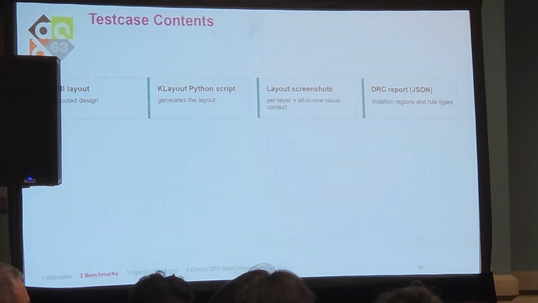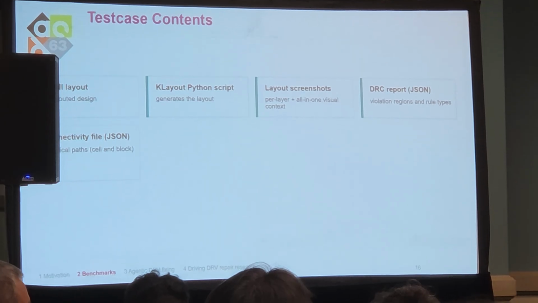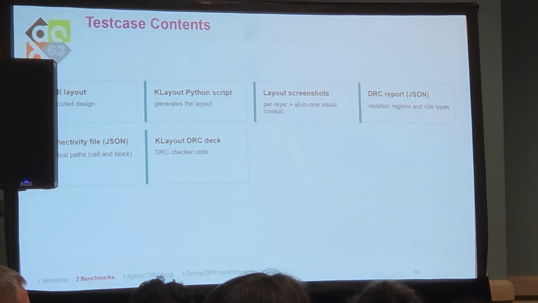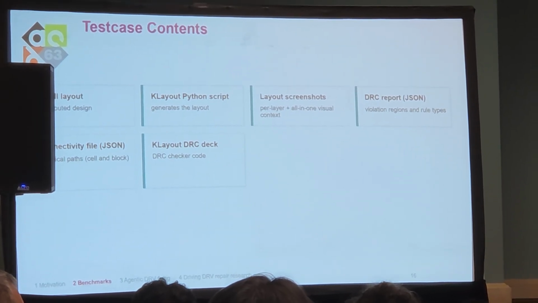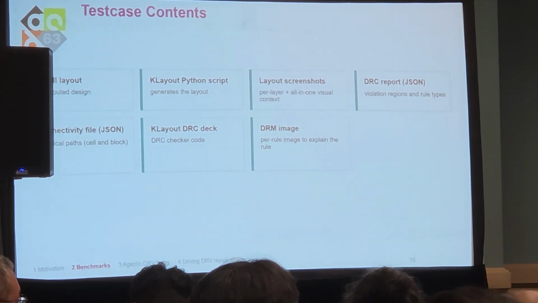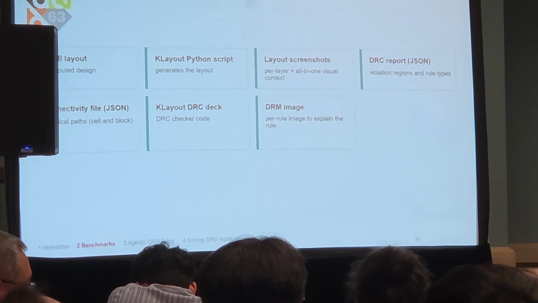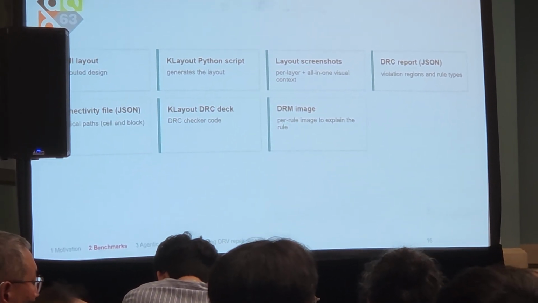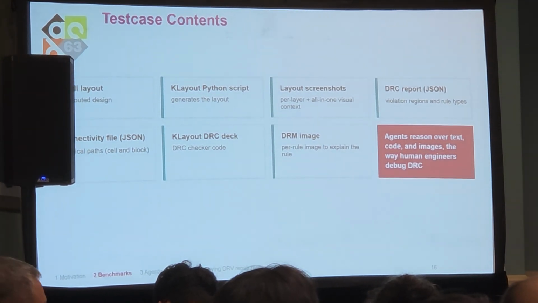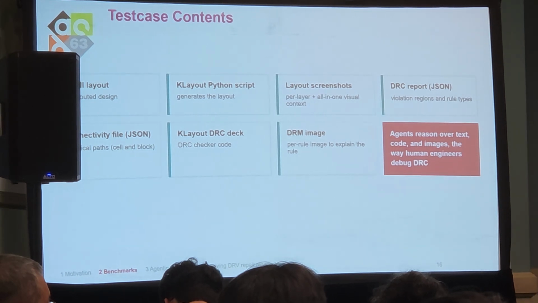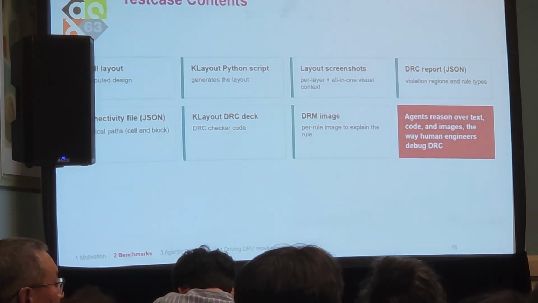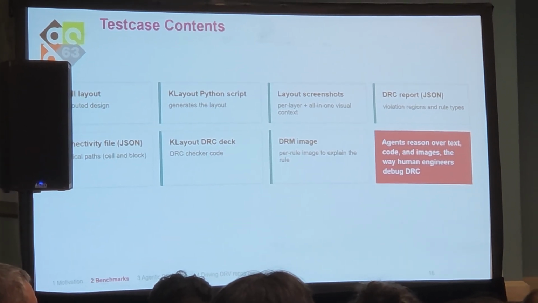It has a DRC report in a JSON format. It has connectivity information of what the electrical constraints are for that specific layout. And it also has the corresponding modified ASAP7 DRC rule deck with our extensions. Including that, we also give it images from the ASAP7 DRM manual for the corresponding violations that particular test case has. Agents must reason across text, code, layout, geometry, and images, just like a human would do. And all these artifacts are there per test case for the polygon level scale, the standard cell level scale, as well as the block level scale test cases.